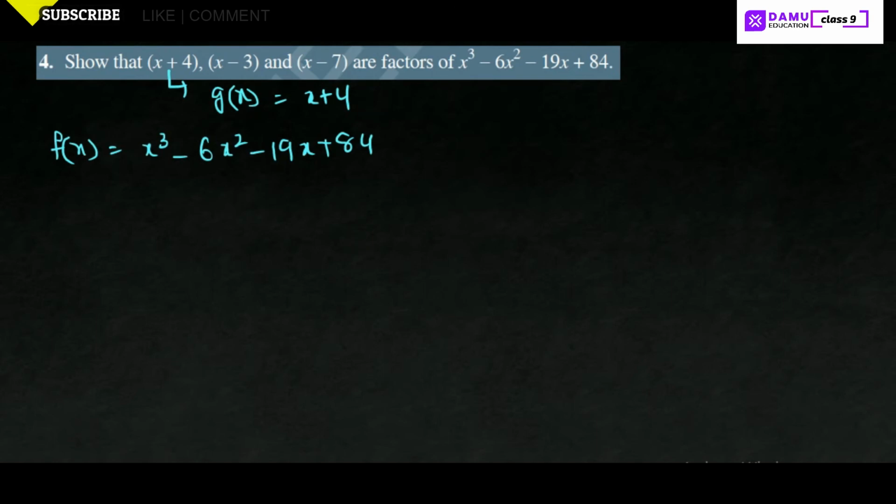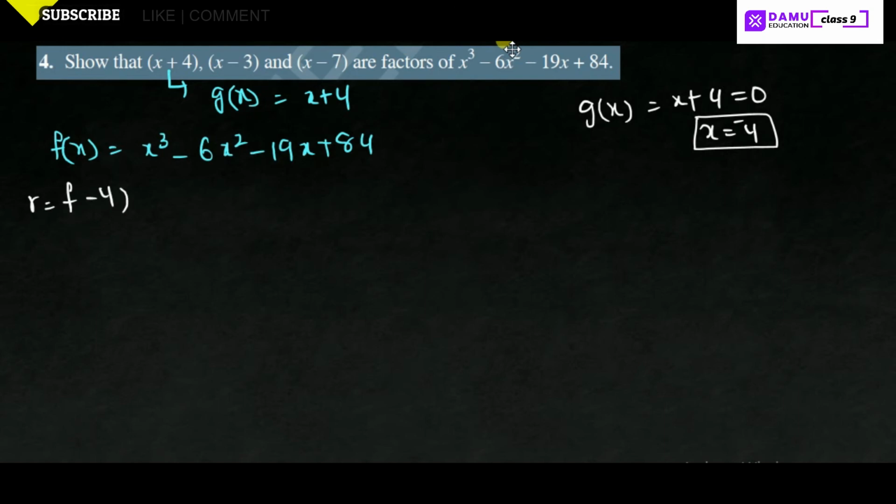So according to the factor theorem, if g of x is a factor, then we equate it with 0, so x is equal to minus 4. We are going to substitute this value, and the remainder should get 0. So the remainder will be equal to f of minus 4. That should be substituted in the given expression and we should get 0. Only then it is a factor. Then minus 4 whole cube minus 6 into minus 4 whole square minus 19 into minus 4 plus 84.